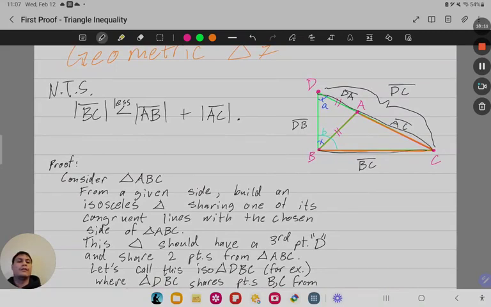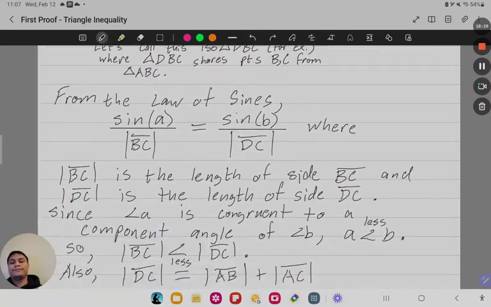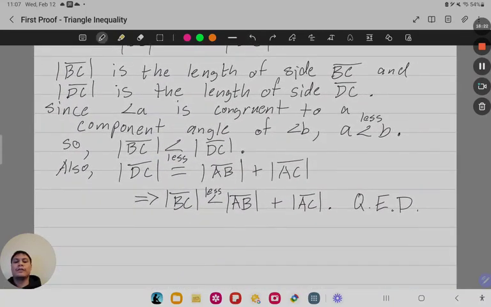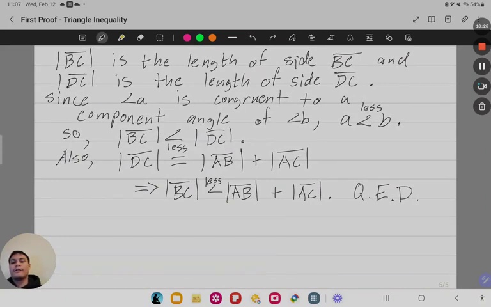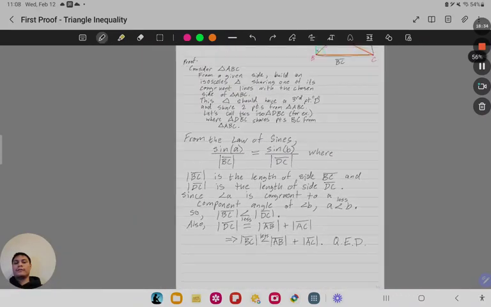DC, if we chopped it up into pieces, is AD plus AC, or DA plus AC, whichever one you want to call it. So then side length BC is going to be less than side length AB plus side length AC. And that is the last proof of this video. Thank you for watching.